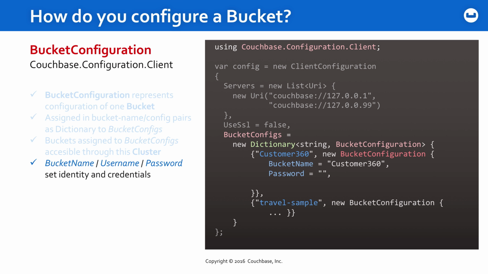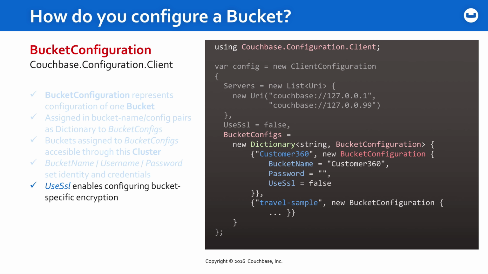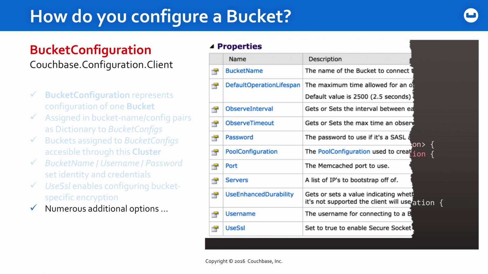Now you can have name and password control at the bucket level as well. You could also have SSL at the bucket level as well. It depends on how you want to arrange the behavior between your particular client and the server. Of course, there's more options here as well: lifespan intervals, timeouts, pool configuration, and so on.